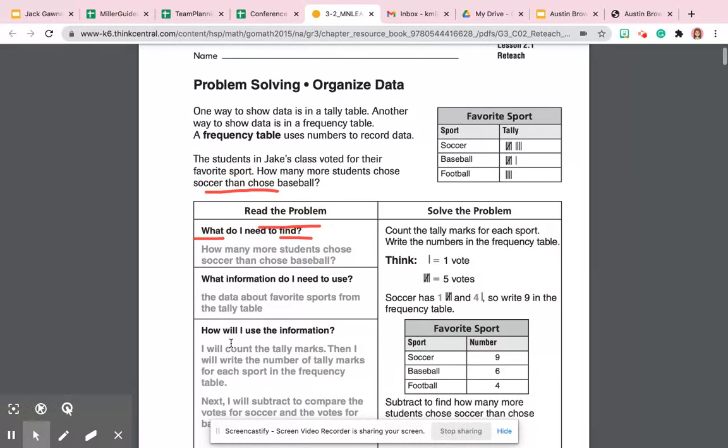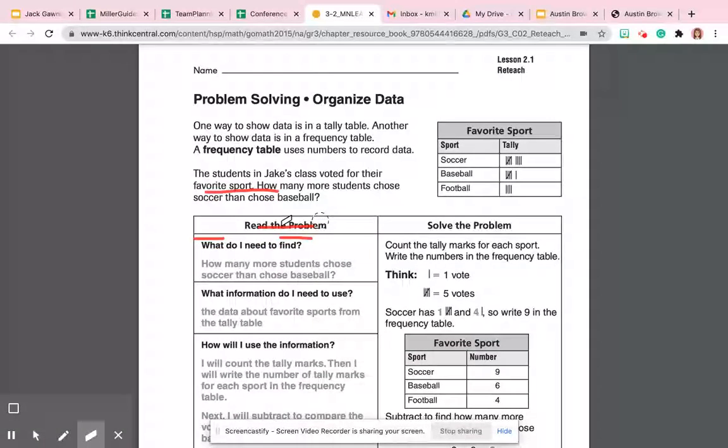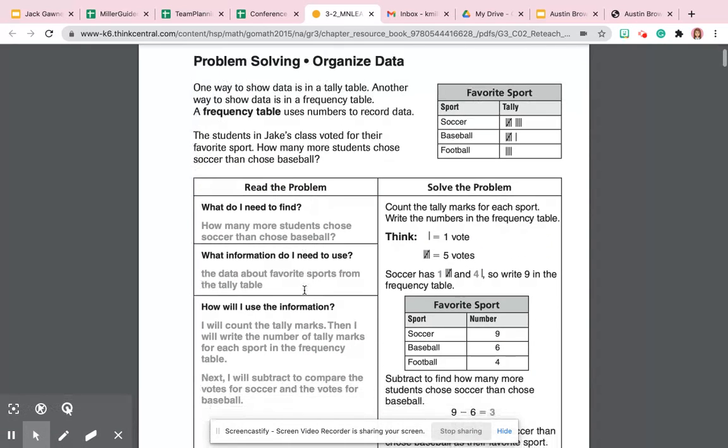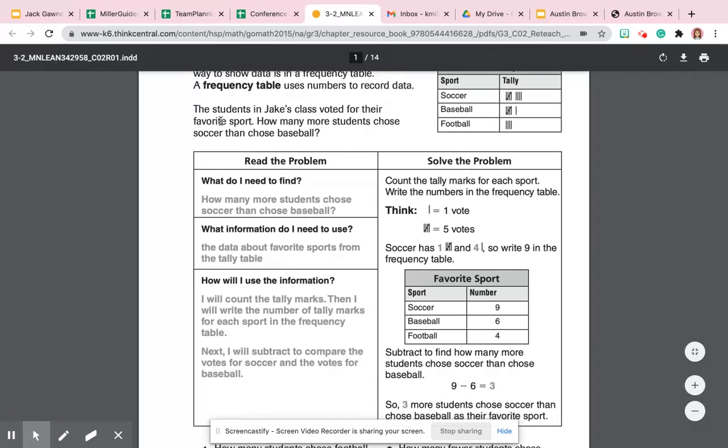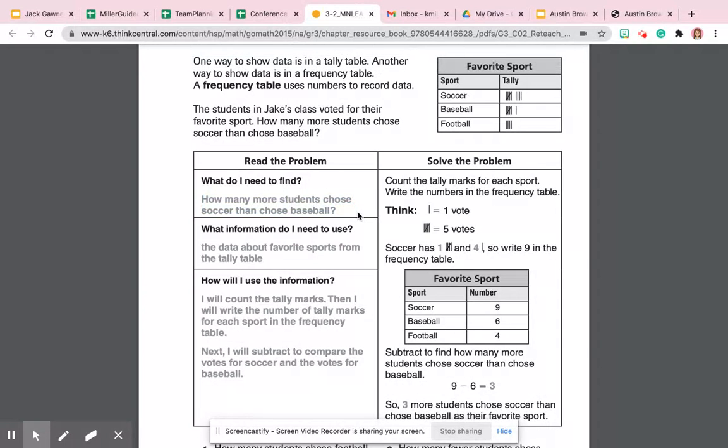So when we do the instructions down here, the first step is to read the problem. So the problem that we need to read is up here. It says, what do I need to find? The students in Jake's class voted for their favorite sport. How many more students chose soccer than chose baseball? So that's the piece that we need to find.